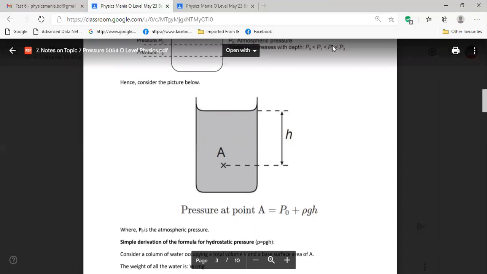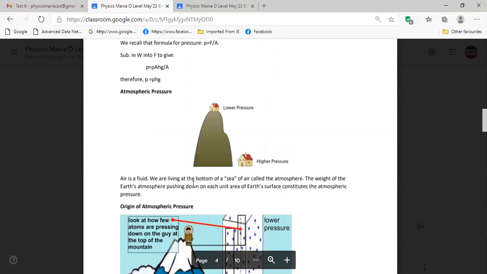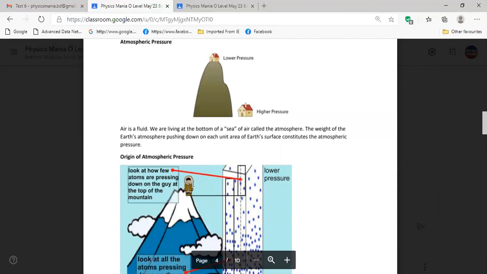So we are now going to atmospheric pressure. Atmospheric pressure, and the rest part we will discuss after the break.